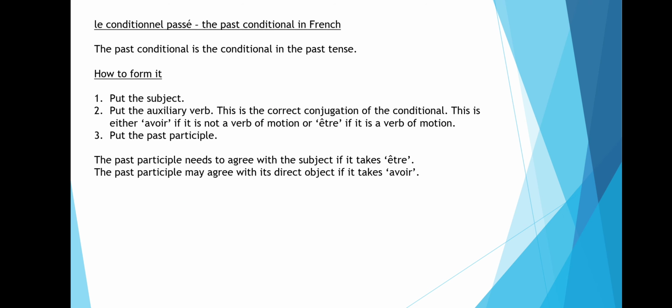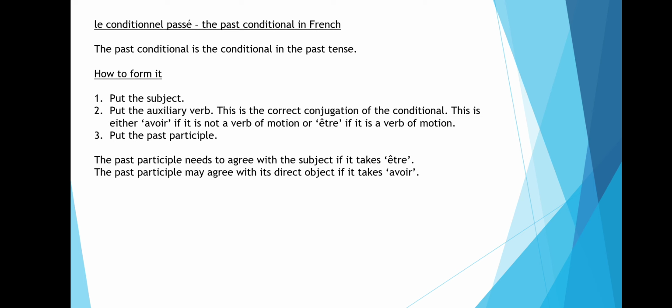So le conditionnel passé is the past conditional in French, which means it's the conditional tense in the past tense. So how do you form it? You put the subject first and you put the auxiliary verb. This is the correct conjugation of the conditional, which is either avoir, if it is not a verb of motion, or être, if it's a verb of motion. And lastly, you put the past participle.